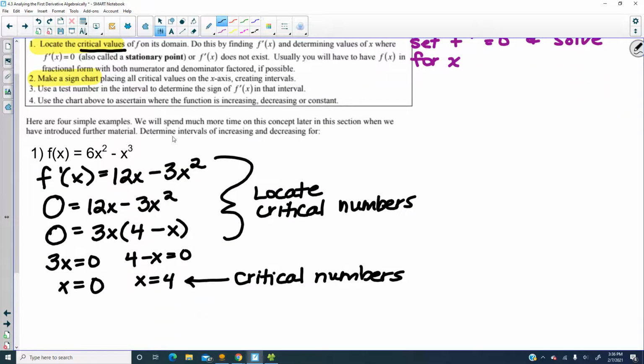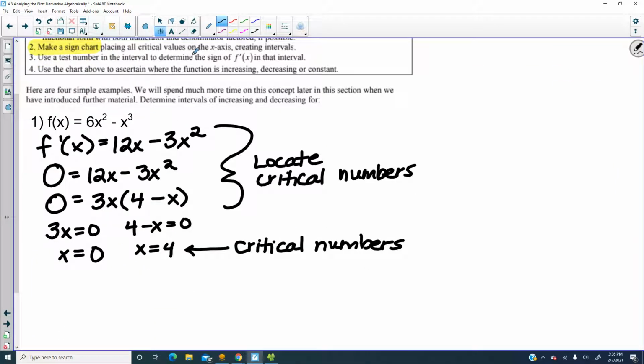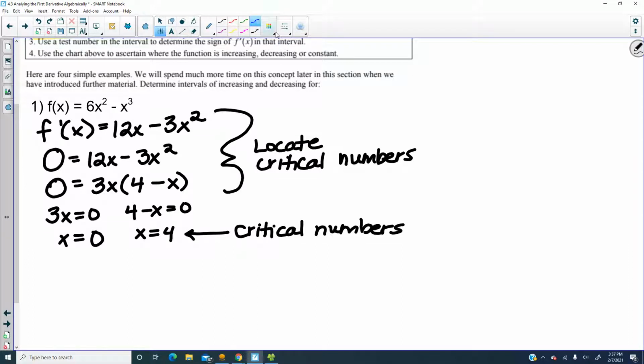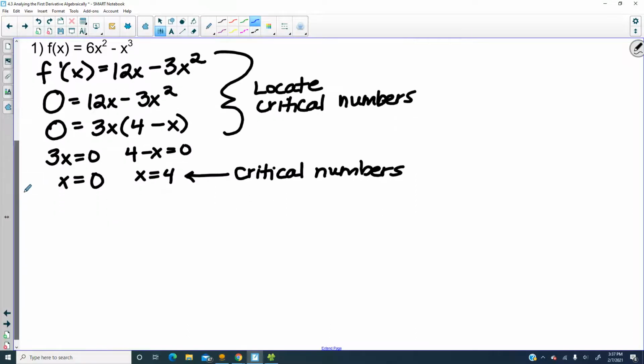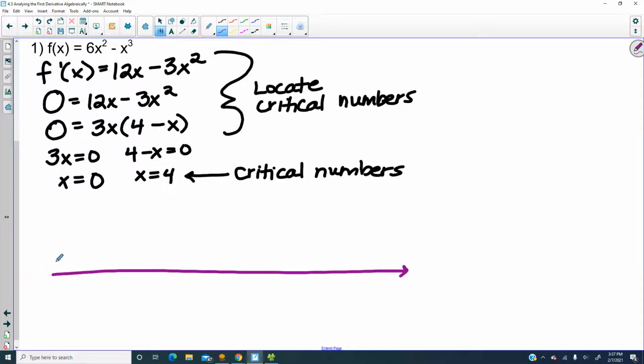All right, then I'm going to make a sign chart, placing all the critical values on the x-axis and creating intervals. So here's what that will look like. I'm going to make a chart, which is just a number line. Hold on, I want a different color here because I'm on a different step. So this is a number line with x values for the derivative function. And I'm going to put my critical numbers on there, 0 and 4.